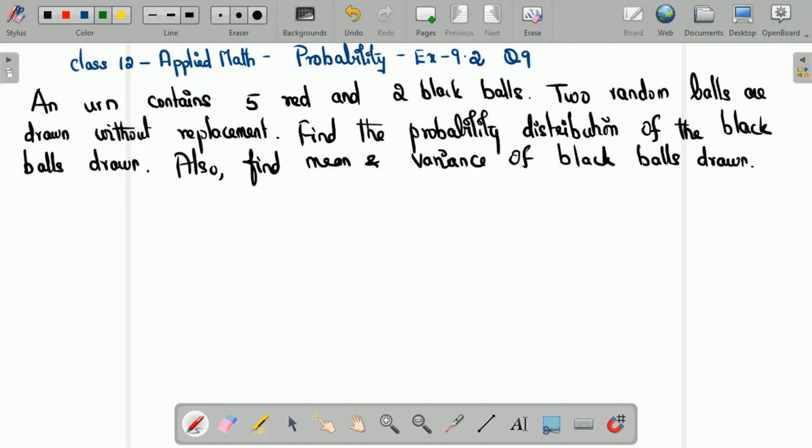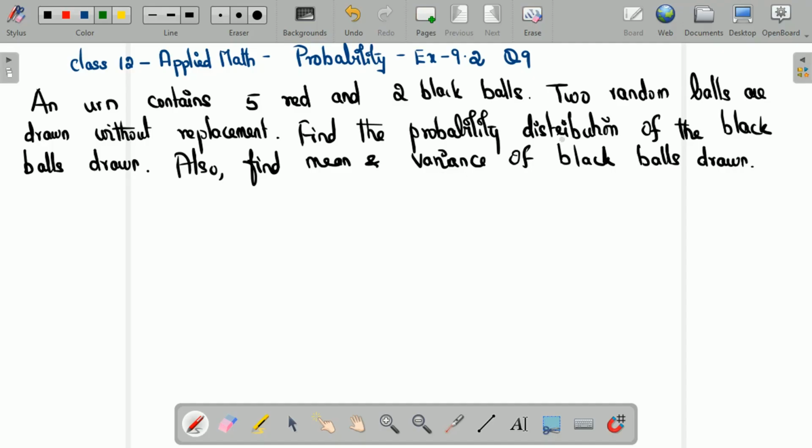In this video, let's find the solution for the ninth question in exercise 9.2. An urn contains 5 red and 2 black balls. 2 random balls are drawn without replacement. Find the probability distribution of the black balls drawn. Also, find mean and variance of the black balls drawn.